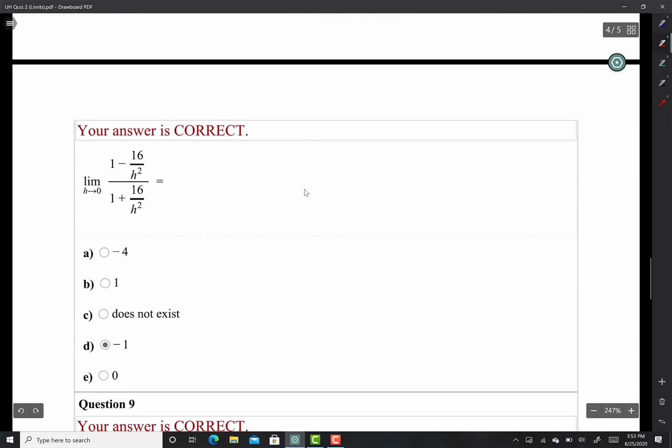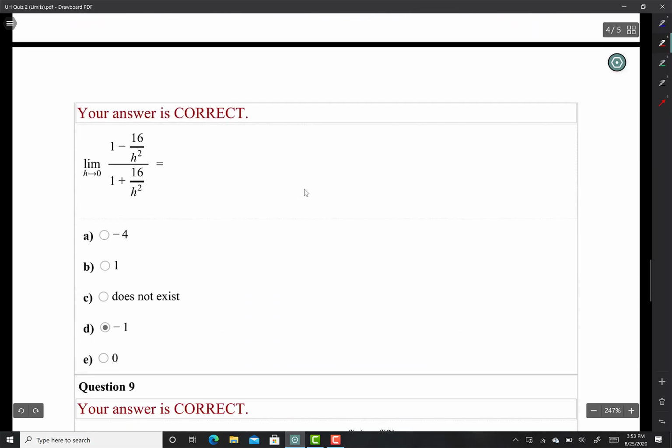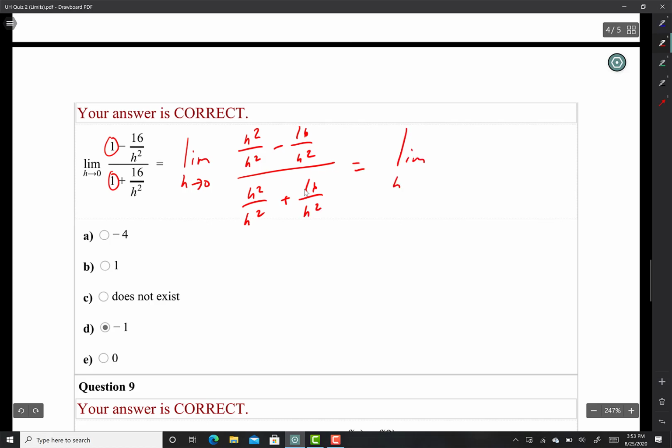Let's keep going. So on this one, I need to find a common denominator on everything. And they're making things kind of nice for me because they put a 1 there. So I'm going to write the word limit as h approaches 0. And I'm going to write h squared over h squared minus 16 over h squared, over h squared over h squared plus 16 over h squared. So what I really have now, limit as h approaches 0, h squared minus 16 over h squared, over h squared plus 16 over h squared.